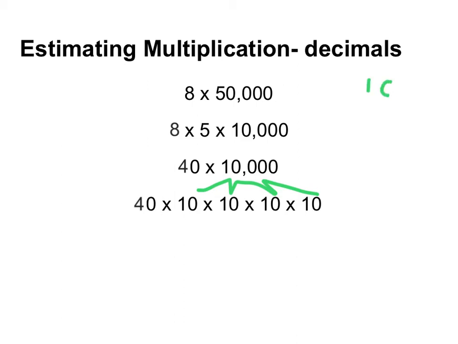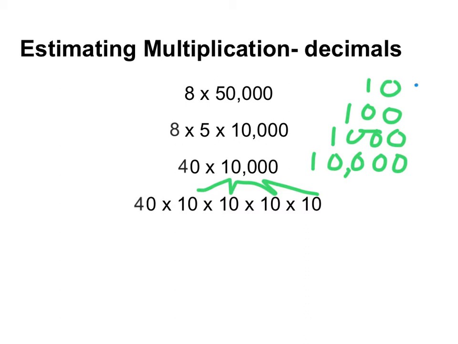So 10, that's one of them. If I multiply that by 10, that's a shift. So that's 2 of them. If I multiply that by 10, that's another shift. So that's 3 of them. If I multiply by 10, that's another shift. Okay, now I'm in the 10,000s place. So that was 1, 2, 3, 4 tens. So there's my 1, 2, 3, 4 tens.